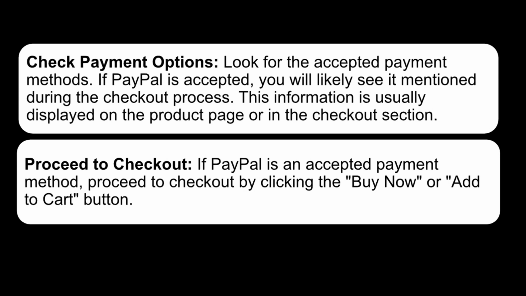Look for the accepted payment methods. If PayPal is accepted, you will likely see it mentioned during the checkout process. This information is usually displayed on the product page or in the checkout section. Step number 4, proceed to checkout. If PayPal is an accepted payment method, proceed to checkout by clicking the Buy Now or Add to Cart button.